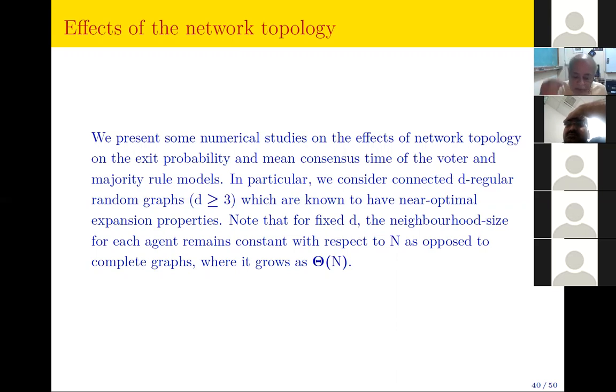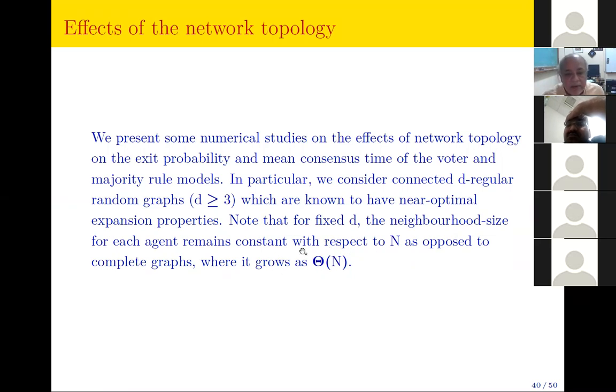So you start with vertex 1, and you first choose 3 at random. Then we do vertex 2, and if 1 is connected to 2, then of course it has to choose only 2 more. Otherwise, it chooses 3 at random. In this way, we can construct a d-regular graph. And for fixed d, the neighborhood size of each agent remains constant with respect to n, as opposed to earlier.